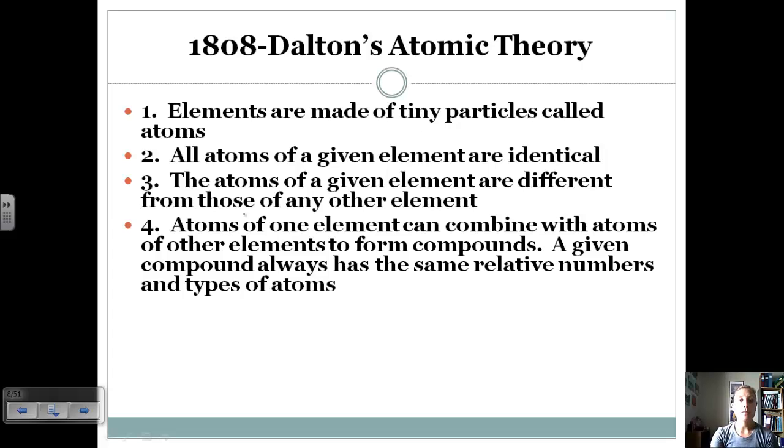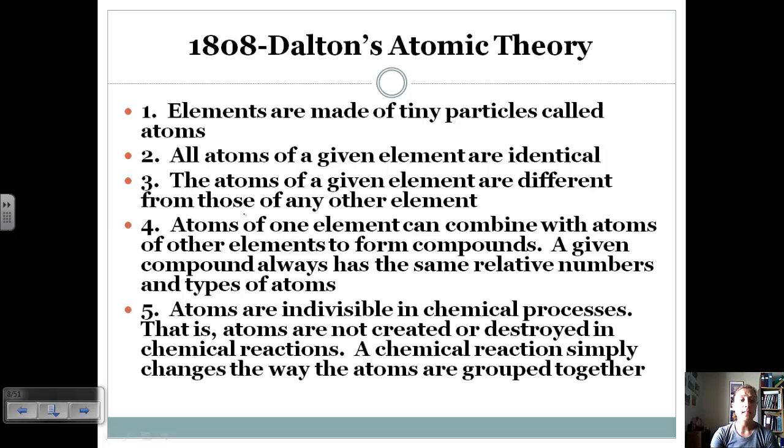Then he also said that atoms of one element can combine with atoms of another element to form compounds. And then we also talked about the law of constant composition. So he said that a given compound always has the same relative number and types of atoms. So your water is always 2 hydrogens, 1 oxygen, things like that. His last part of his theory was that atoms are indivisible in chemical processes. So you can't create or destroy atoms in chemical reactions. You just change the way that the atoms are grouped together. And we'll talk more about that later on.